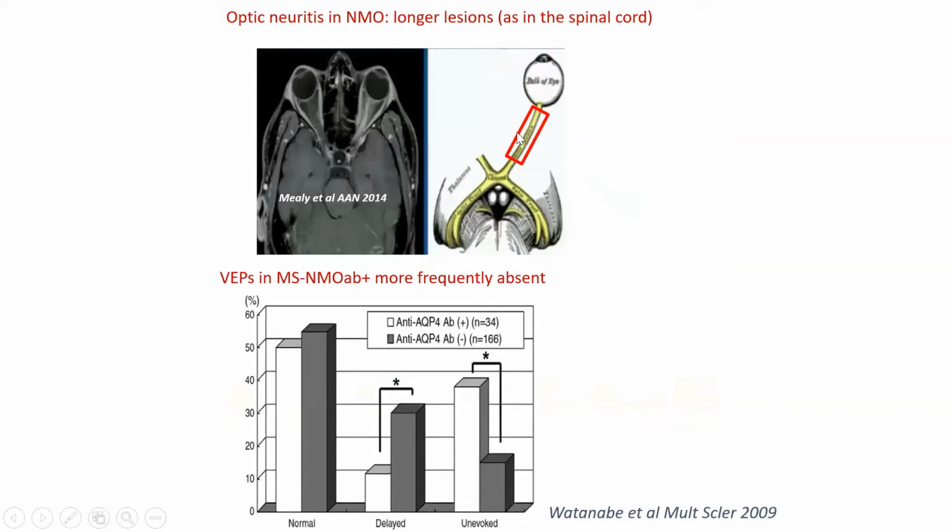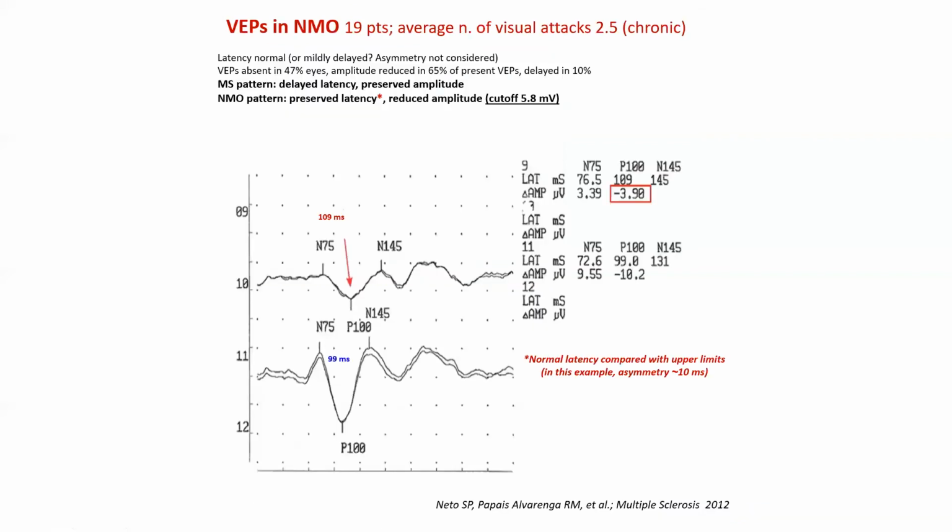And in this study, the comparison between people with anti-aquaporin 4 antibody positive and negative showed that similarly, the visual evoked potentials tend to be more frequently absent in people with antibody positivity compared with people who are antibody negative, and they were, I think, mostly people with MS, where the VEPs were more frequently delayed than absent.